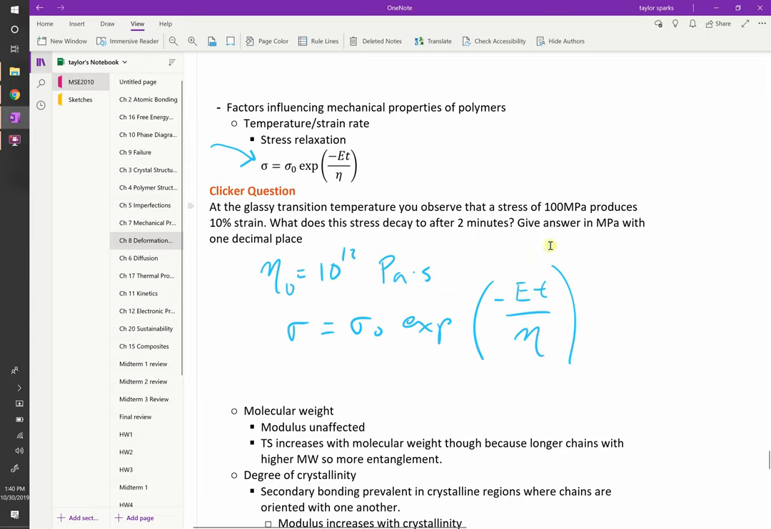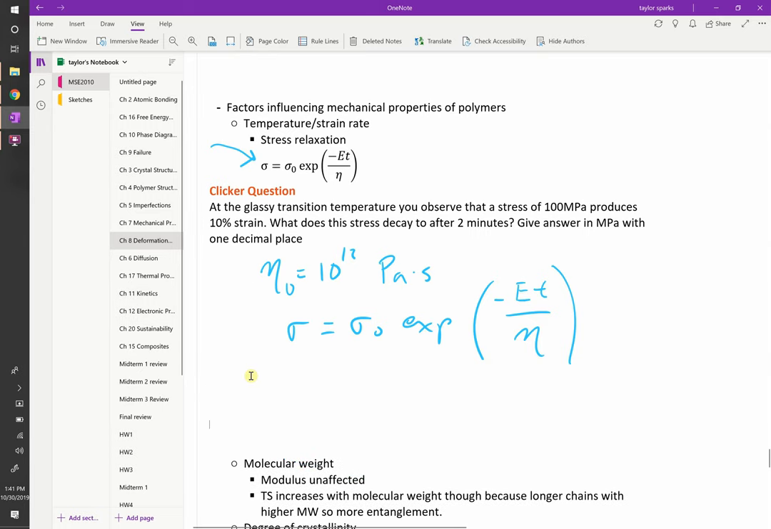Solve this question. I've given you time. I've told you that it's at the glass transition temperature, so you know that this can be plugged in right there for that. The only thing we need is the modulus, and how do we get the modulus again? That's Hooke's law. Hooke's law says that the stress is equal to the strain multiplied by Young's modulus. Strain is 10%, right? Yep. We told you that 100 megapascals produces 10% strain, so you can solve for your modulus.